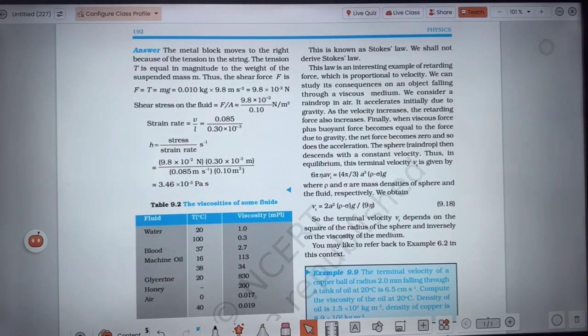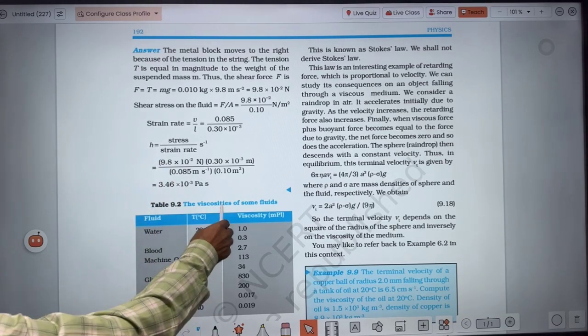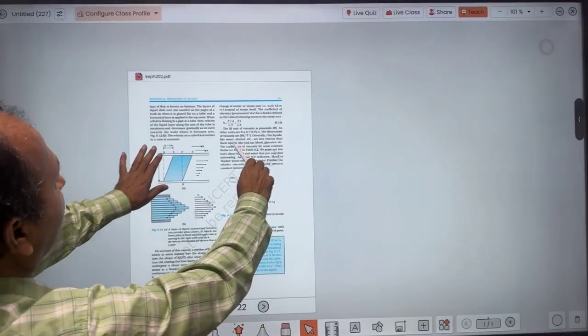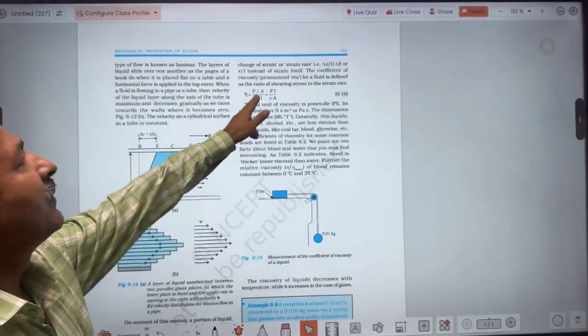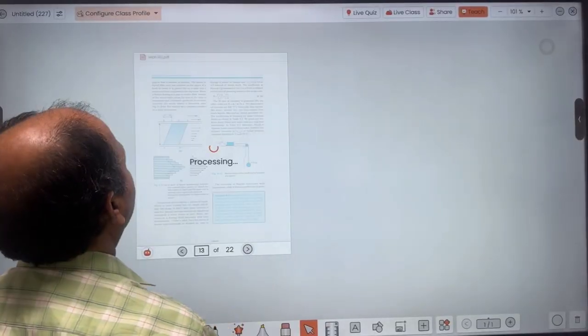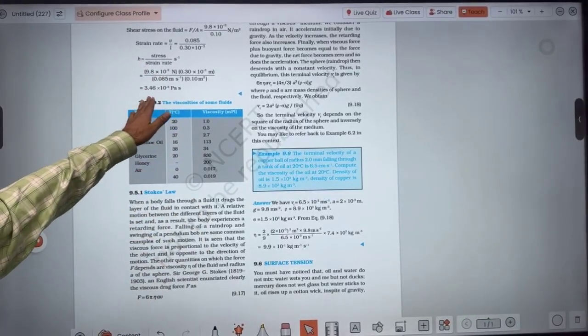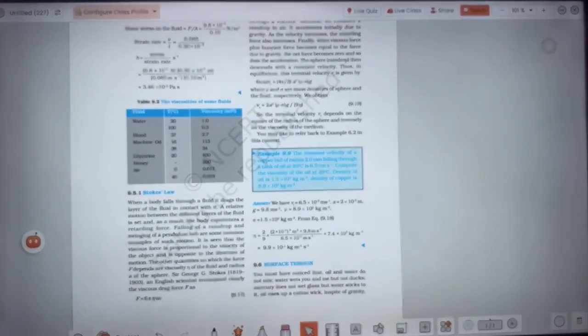So this much. Now here, stress upon strain rate. So what is that? This is not H, they should write here eta, because the purpose was something else. Here if you see what is written, it is eta equal to F upon A divided by V upon L. Same thing we are trying to find there. So there is a misprint in the textbook. It should have been eta equal to stress divided by strain rate, and we evaluate it, and that comes out to be 3.46 into 10 power minus 3 Pascal. I think you have understood.